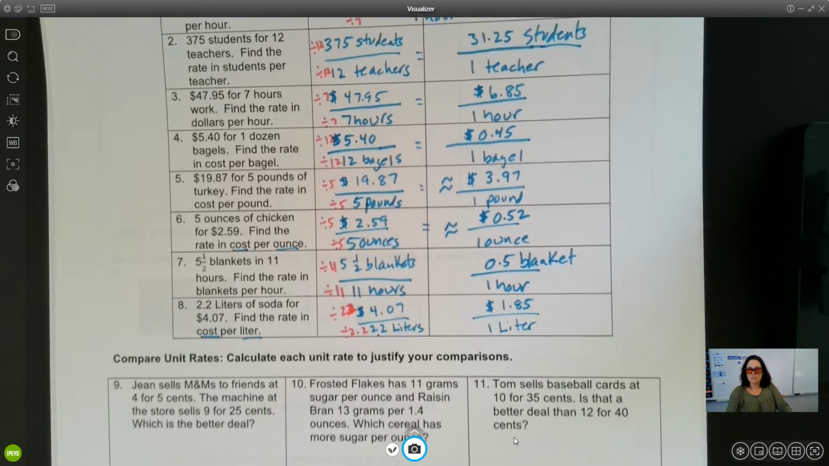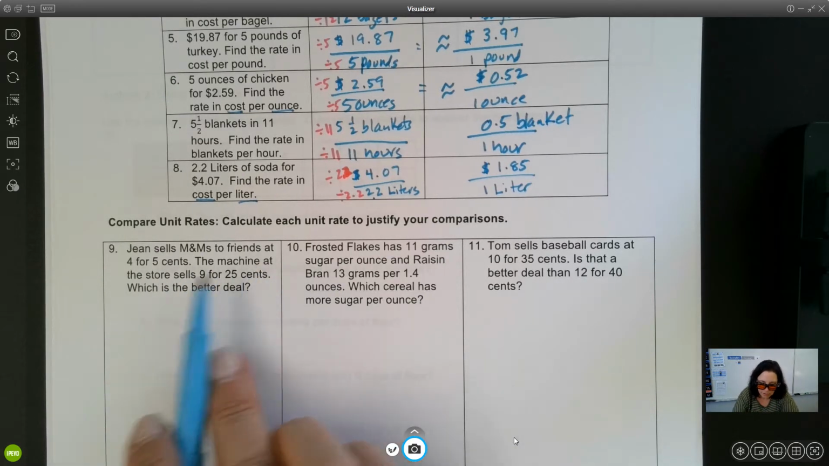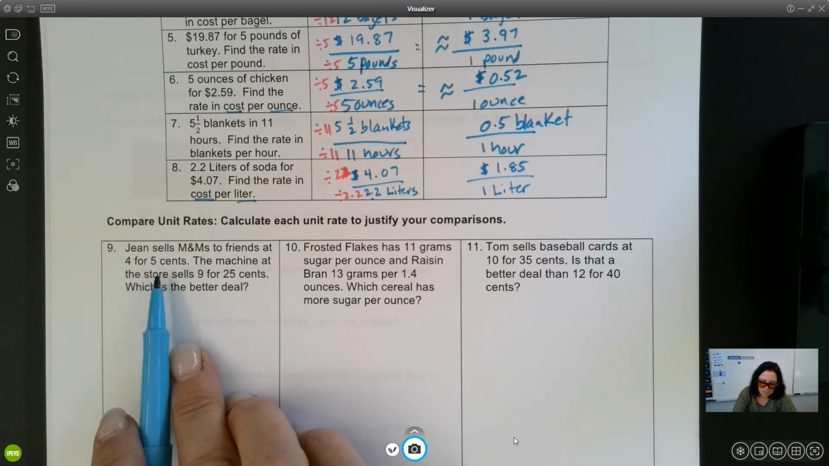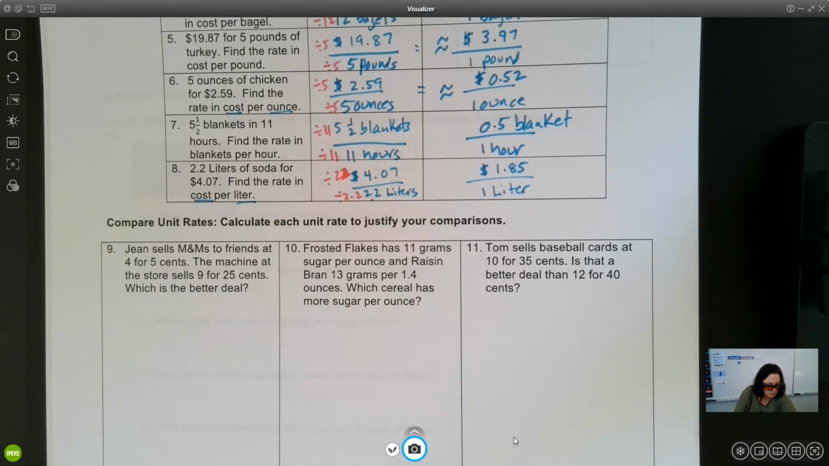All right, so now that you've got the idea of doing 8 of these, we're going to be comparing 2 different things to see which one is the better buy. Okay, so we've got Jean selling M&Ms to friends at 4 of them for 5 cents. The machine at the store sells 9 for 25 cents. Which is the better deal?